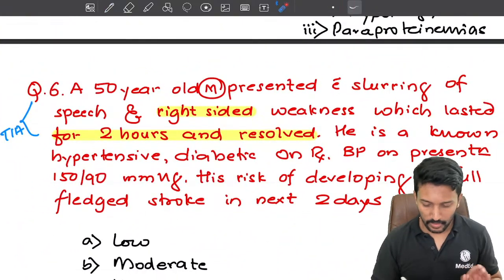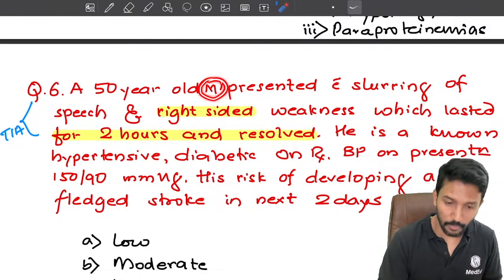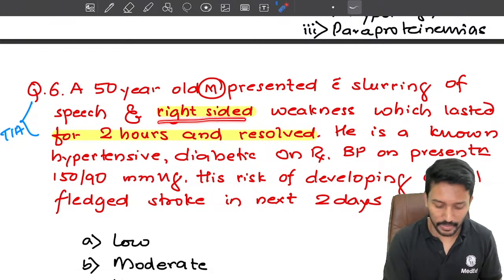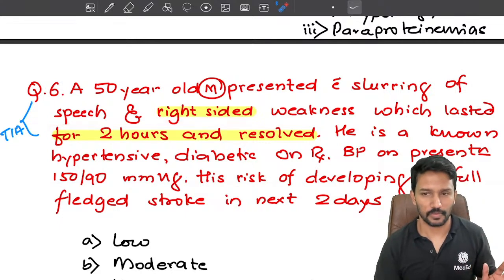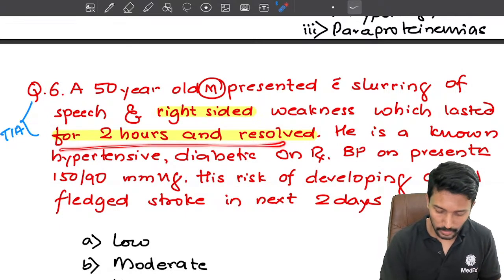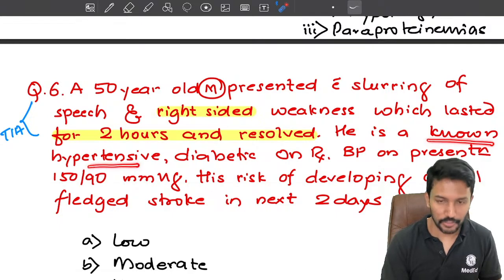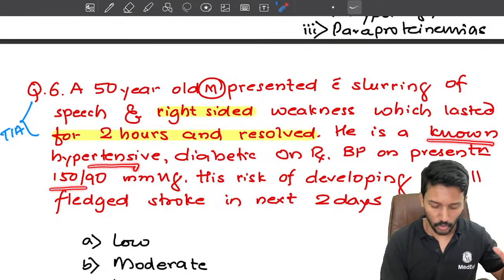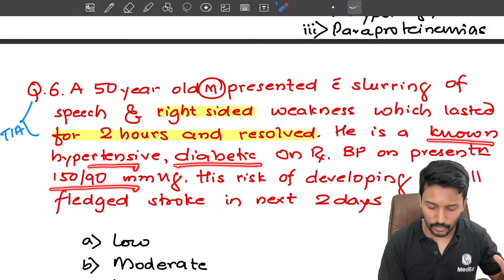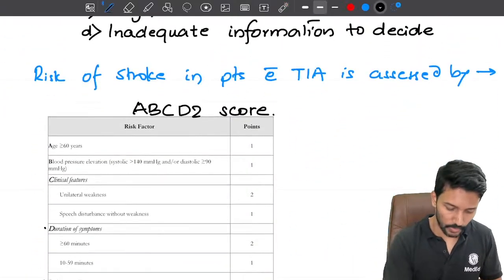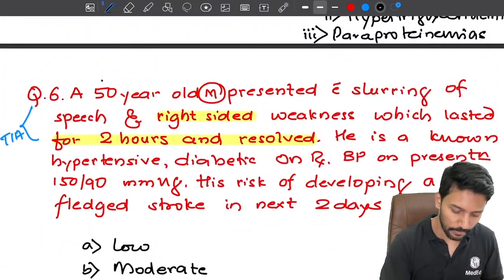Okay, now this patient is a 50-year-old male. Gender wise, he is male. He has unilateral weakness along with speech disturbance. Symptoms lasted for 2 hours and resolved. He is a known case of hypertension, that means his BP is on the higher side, and he is also a known case of diabetes. Clear? Okay, so now the age of the person is, remember, 50 years.